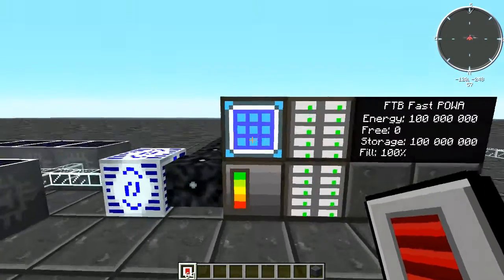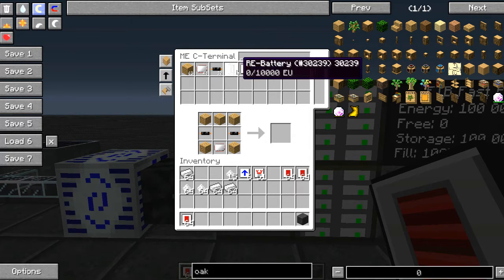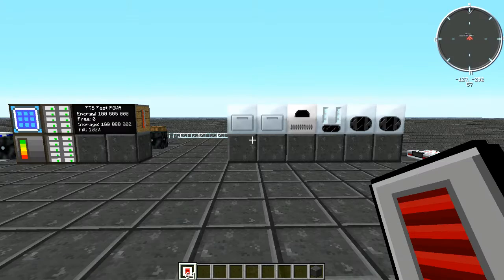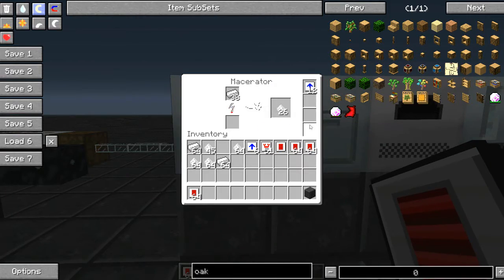To craft one energy storage upgrade, you'll need 5 pieces of oak wood, 1 electronic circuit, 2 pieces of copper cable, and 1 RE battery. Each energy storage upgrade increases the internal storage of a machine by 10,000 EU.